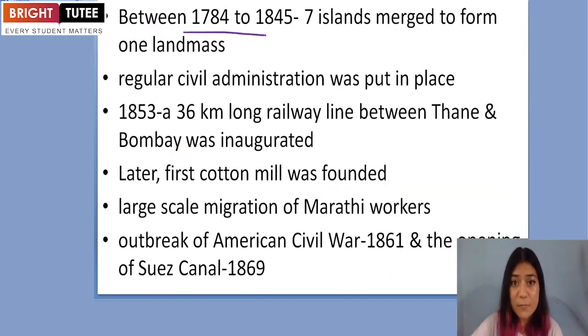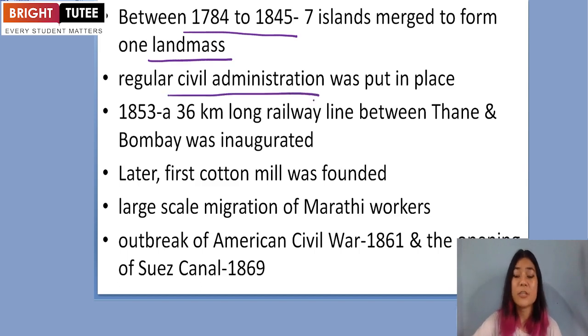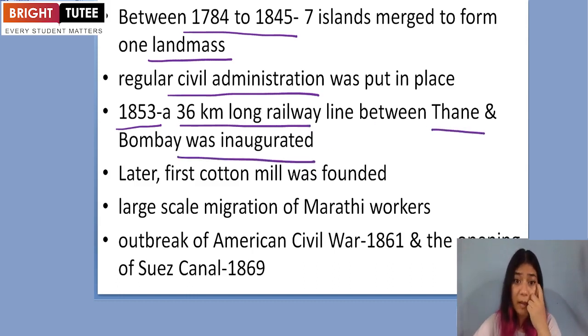Between 1784 to 1845, the 7 islands were merged together to form one landmass, and that was the modern, colonial Bombay. After that, a regular civil administration was put into place, like municipality, corporations, committees, to oversee the proper functioning of the island or the place. And in 1853, a 36-kilometer long railway line between Thane and Bombay was inaugurated. Later, soon, the first cotton mill was also founded by the British in Bombay.